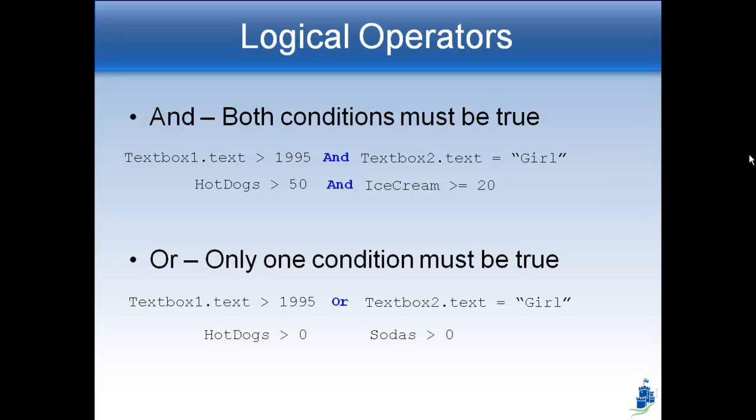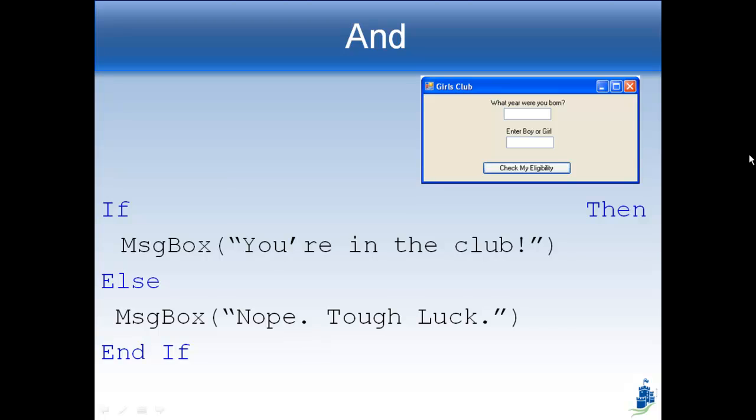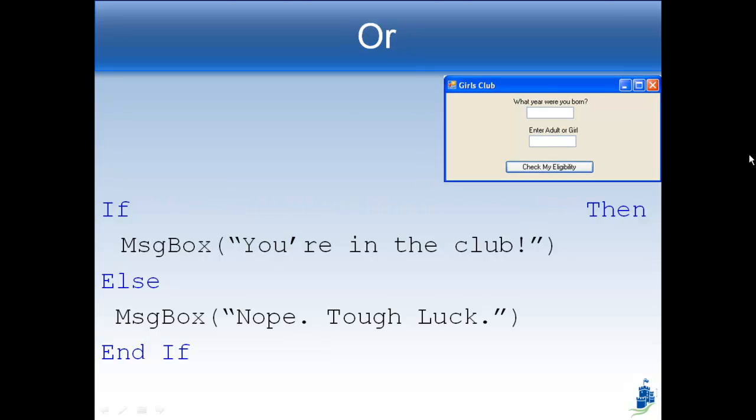And similarly, if let's say we said if hot dogs is greater than 0 or sodas is greater than 0, then this will be true. So this would be if we sold any hot dogs or sodas, then this whole thing would be true. All right, so let me show you an example of how to use this like we were using it before. This is our example from before with the boy or girl and the year you were born. We can join them with an and. We can say, okay, if the year you were born is greater than 95 and you're a girl, then you're in the club.